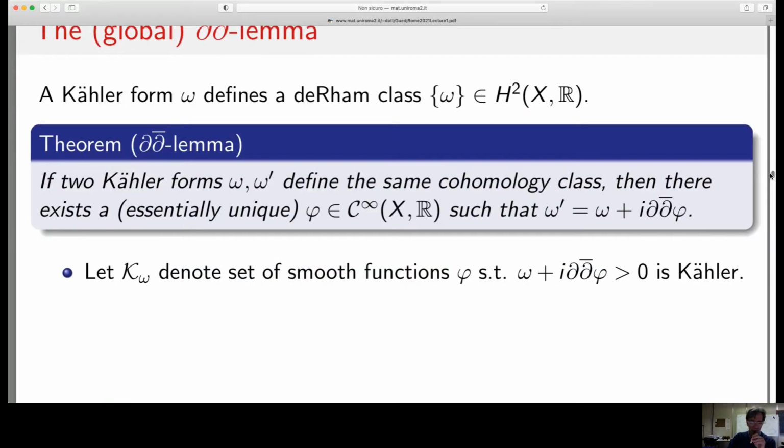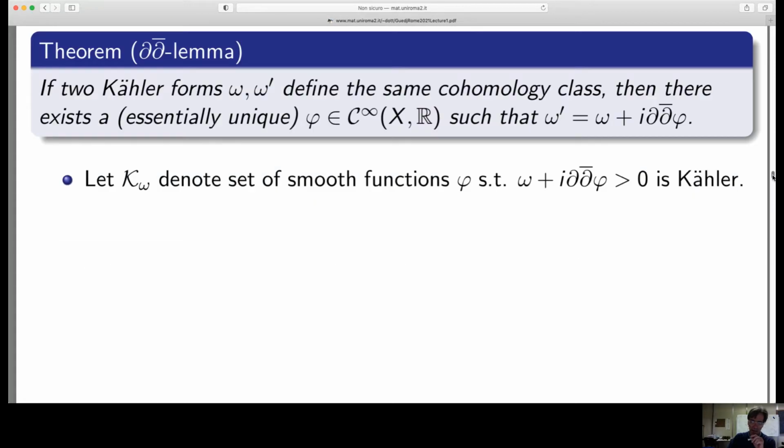Okay, and therefore, if you fix one Kahler form on a Kahler manifold, you can look at all the functions phi such that omega plus i DD-bar phi is still a Kahler form. That is, omega plus i DD-bar phi is what is called a positive 1-1 form. And this gives you a cone in the space of 1-1 forms, usually indicated as K omega.